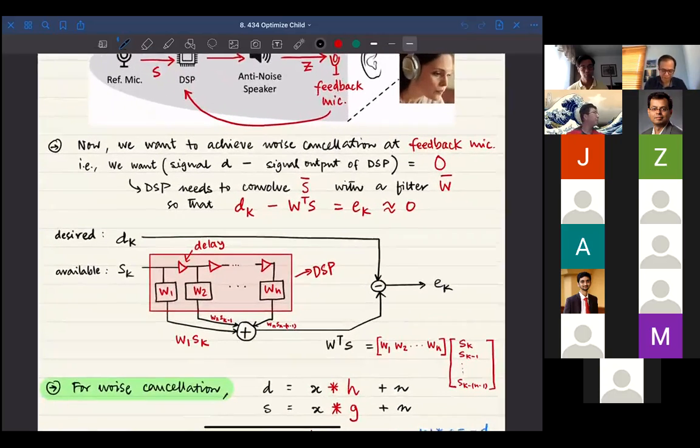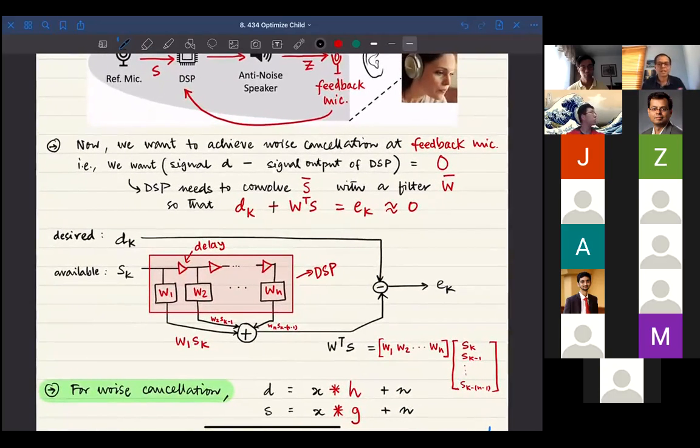No. We can very much do this with a plus, just that the w's will then change accordingly so that dk and w transpose s are in opposite directions. That's all we want. I was writing minus just to give you the sense that these two should cancel each other. We can very much write this as plus, and we want w transpose s, that dot product, to come out as the negative of dk. Now, if dk is negative, w transpose s should come out as positive so that they cancel each other.